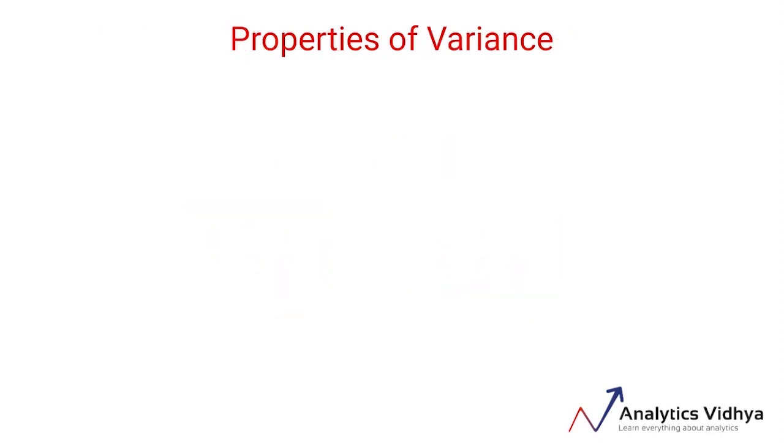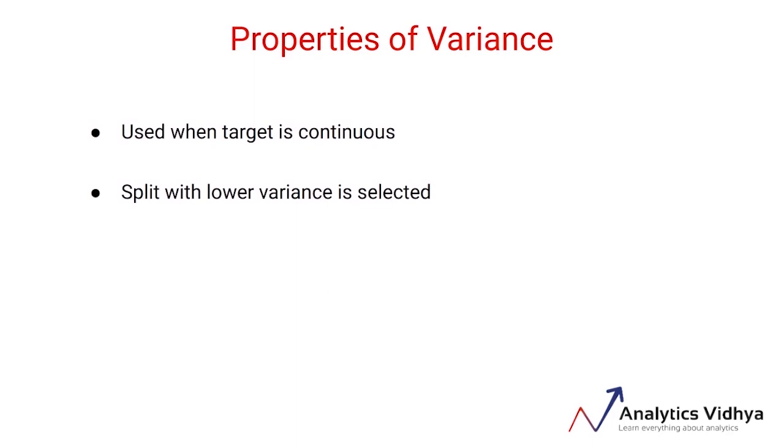Let's check out some of the properties of variance. As I've already discussed, it is used when we have a continuous target. We calculate the variance for all the splits, and the split with the lower variance is selected as the best split, as again we saw in the previous slide.